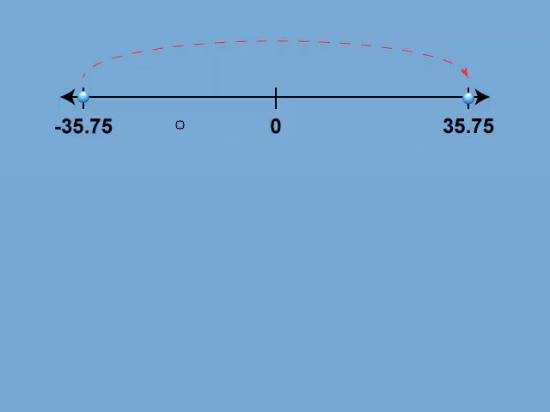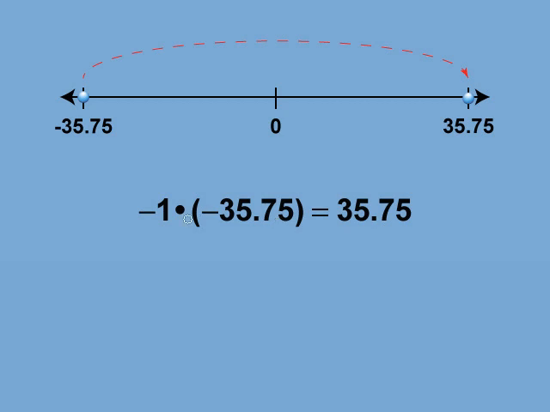The goal is to turn this rational number into its opposite, 35.75. To turn a rational number into its opposite, multiply by negative 1. In this case, multiply negative 35.75 by negative 1. Multiplying a negative by a negative makes it positive. So this equation shows how to convert a $35.75 debit into a $35.75 credit. Let's look at another example.